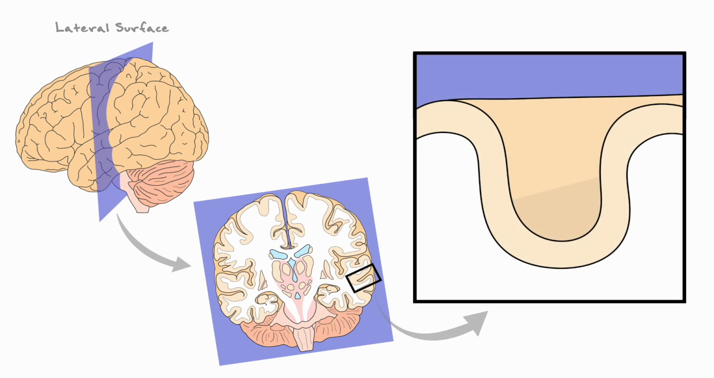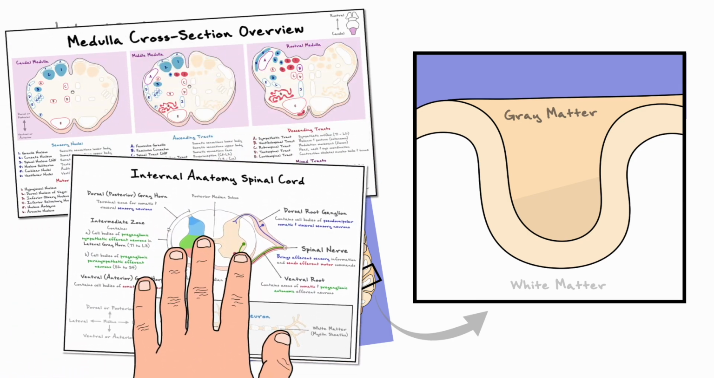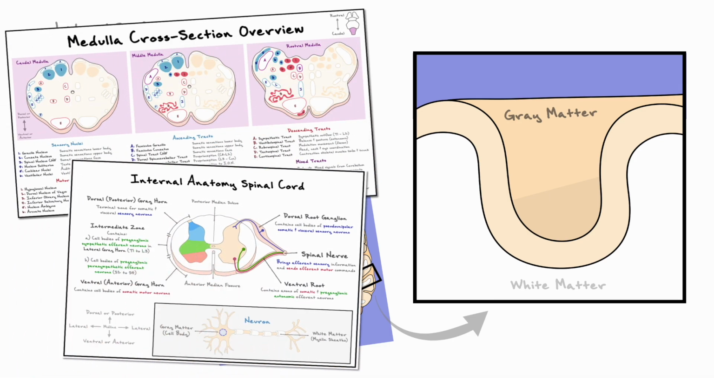If we zoom in on one of these folds, the first thing that is most apparent is that there is a beige layer and a white layer. The beige layer corresponds to gray matter, and the white layer corresponds to white matter. If you recall our discussion on the brainstem and spinal cord, you will remember that the gray matter corresponded to the cell bodies of the neurons, and the white matter corresponded to the axons of the neurons that are covered in myelin.